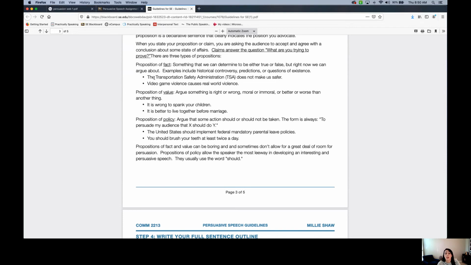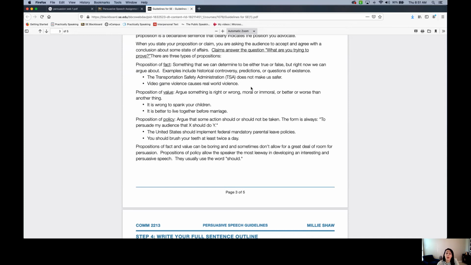So here's a proposition of fact. The Transportation Safety Administration does not make us safer. And so there is a significant amount of evidence that suggests that the TSA is what a lot of people sort of descriptively call security theater, that it doesn't actually make you safer, it just gives the appearance of making you safer. So you can make an argument about that, and that is a proposition of fact. There's also the proposition of fact, video game violence causes real world violence. I have to say, I think the evidence is coming down pretty clearly on the side of this not being true. It doesn't actually do that, but that's a proposition of fact.